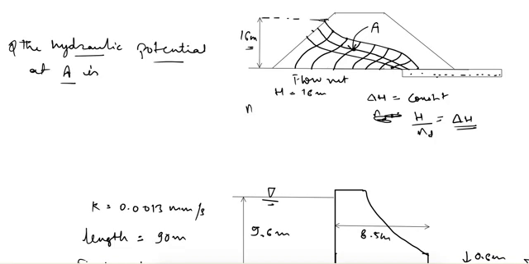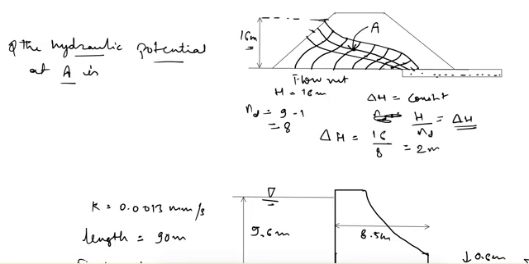So the number of equipotential drops, we can count the equipotential lines from here. This is the first equipotential line, so 1 2 3 4 5 6 7 8 and 9. So 9 equipotential lines are there, so equipotential drops will be 9 minus 1, that is 8. So the delta H is equal to total head, that is 16, divided by equipotential drop, that is 8. So delta H is 2 meter.